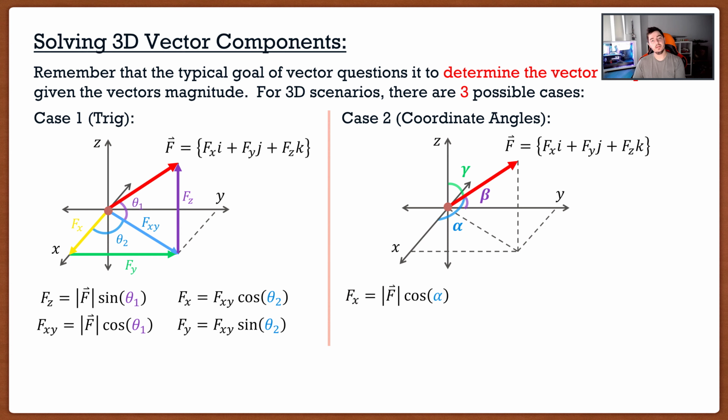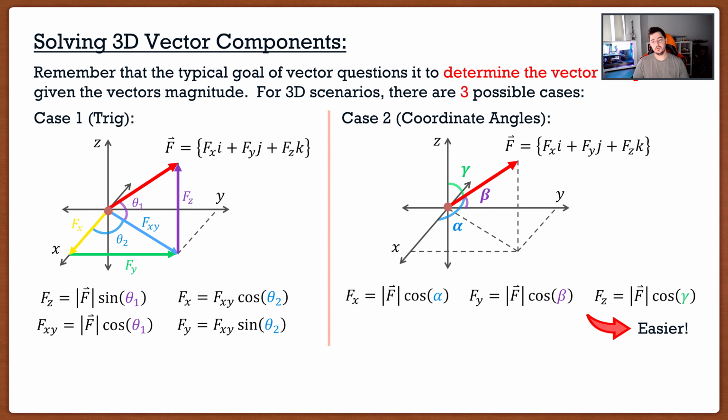Fx is simply going to be the magnitude of F multiplied by cosine alpha. Fy is going to be the magnitude of F multiplied by cosine beta. And finally, Fz is going to be the magnitude of F multiplied by cosine gamma. So as we can see, this is actually the easier of the cases. Now remember, the only real trick that they can give you in this one is they give you 2 of the coordinate direction angles, let's say alpha and beta. And then you're saying, okay, well, how do I find gamma? Well, remember that cosine squared alpha plus cosine squared beta plus cosine squared gamma is equal to 1. So if we know 2 of them, we can solve for that third angle. And once we know all 3, we can figure out every component.